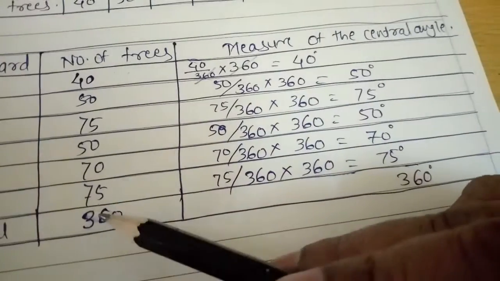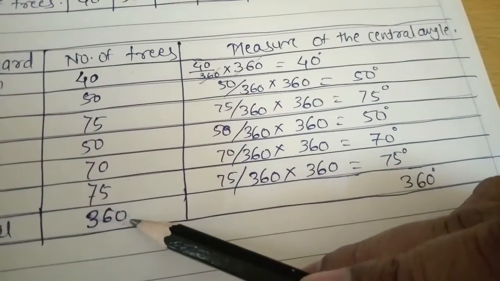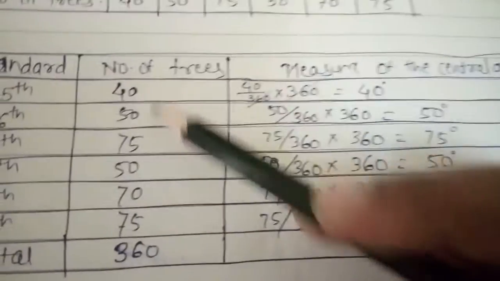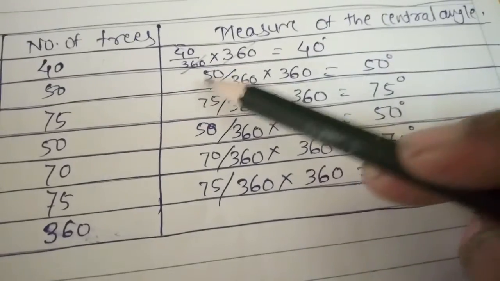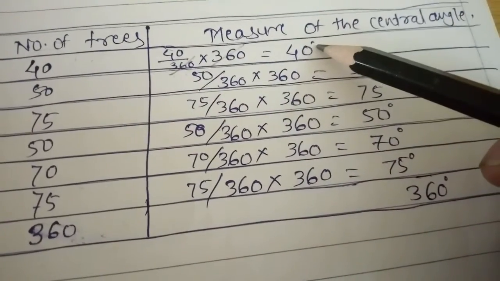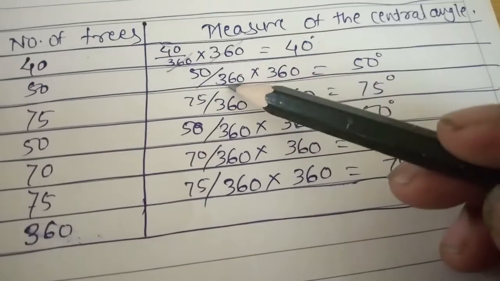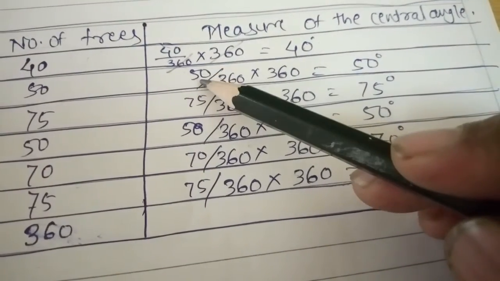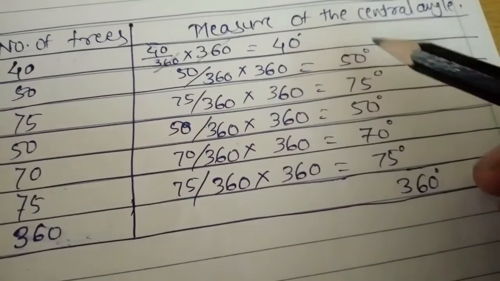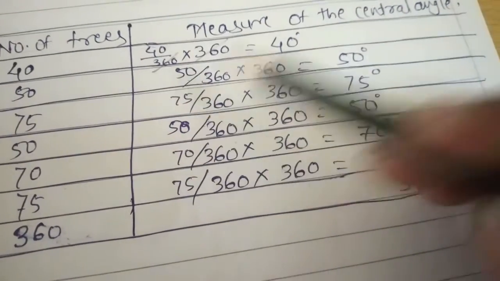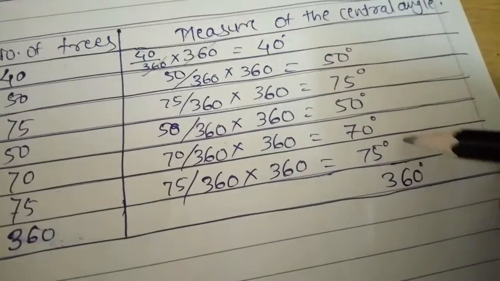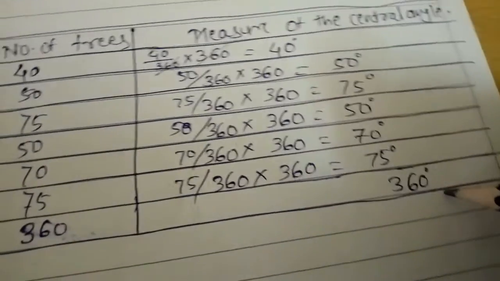So remember this one, if the total number is 360 degree, then the answer is the same as that of the given data. So 40/360 into 360, so the answer is 40 degree. Similarly here 360, 360, 360 will cancel, and the number 50 gets converted into angle 50. 75 gets converted into 75 degree, and remember that the addition must be 360.